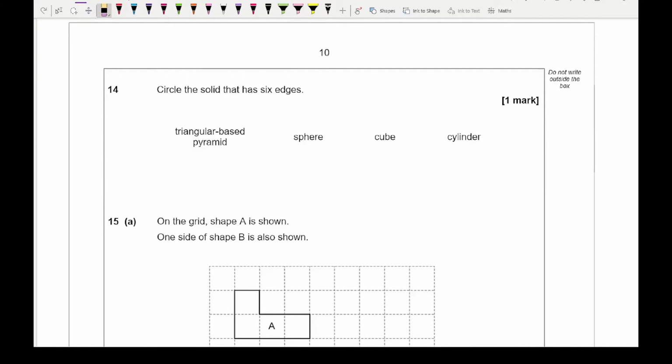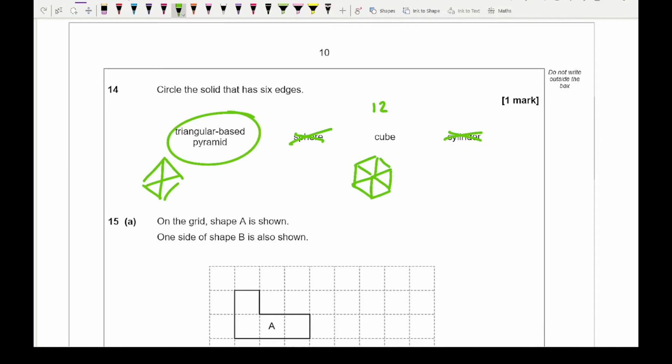Then moving on to the next question, it says circle the solid that has 6 straight edges. So again, edges are straight lines, so that kind of discounts spheres and the cylinder. Now a cube, counting the number of straight lines, that's 4, 8, and then if we add the others, we've got a total of 12. And a triangle-based pyramid has 6, so that there is our correct answer.